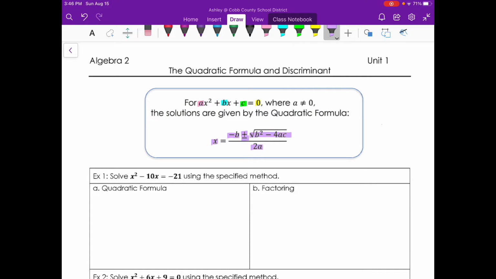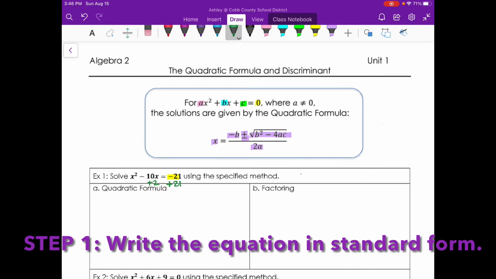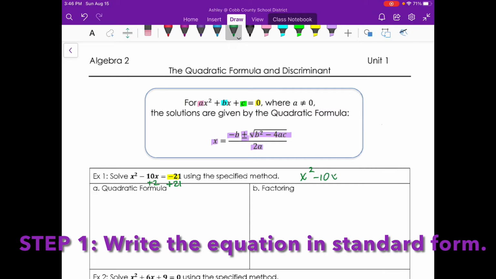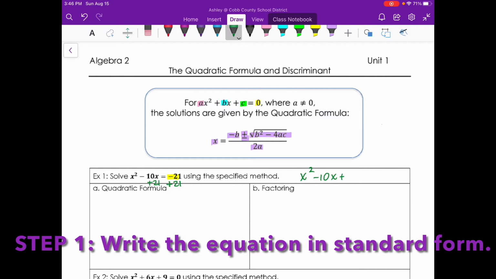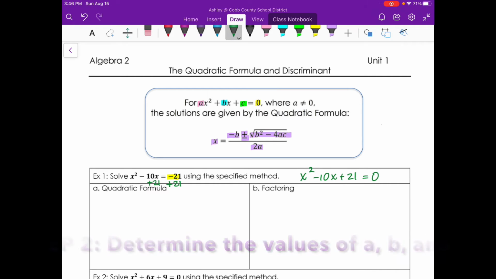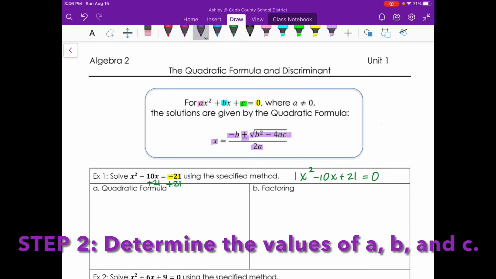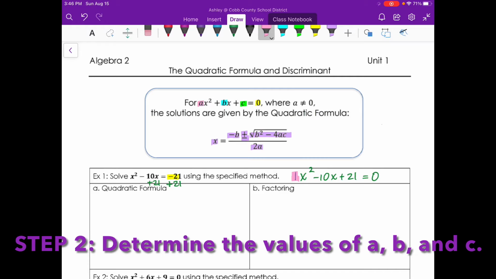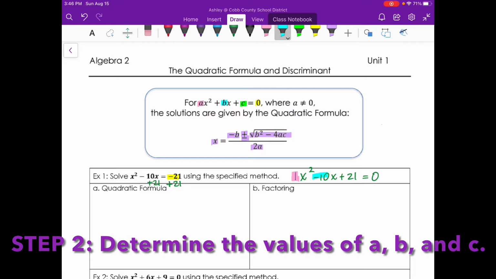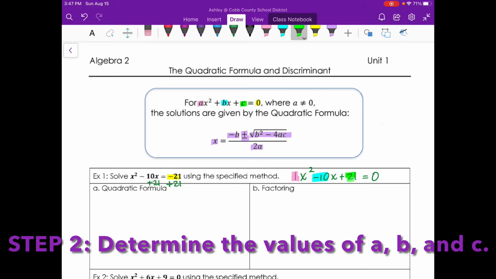In example 1, I see that my equation is currently equal to negative 21. So I need to make the equation equal to 0 by adding 21 to both sides of the equation. So that will give me x squared minus 10x plus, oops, I didn't make that a 21, equals 0. The value of a will be the leading coefficient, which is an understood 1. And so that's what we will substitute for every a in the equation. The value of b will be negative 10, and we will substitute negative 10 for every b in the equation. And finally, the constant is c, which is 21.